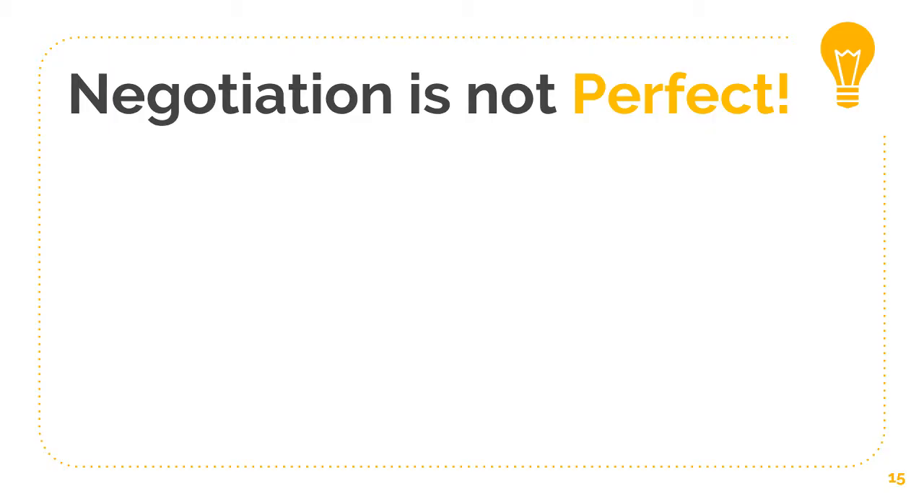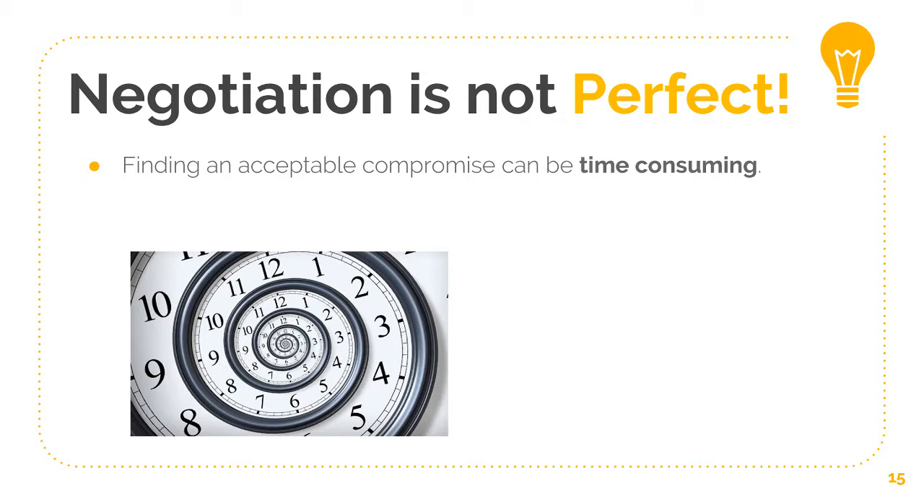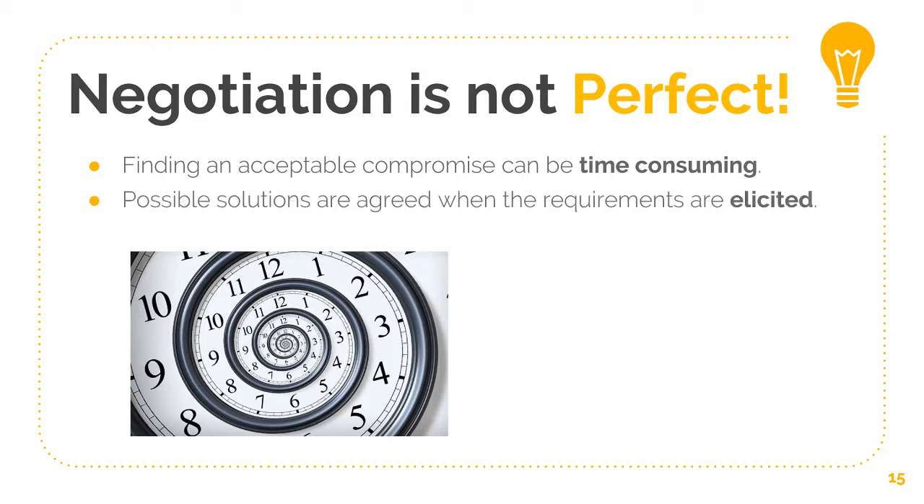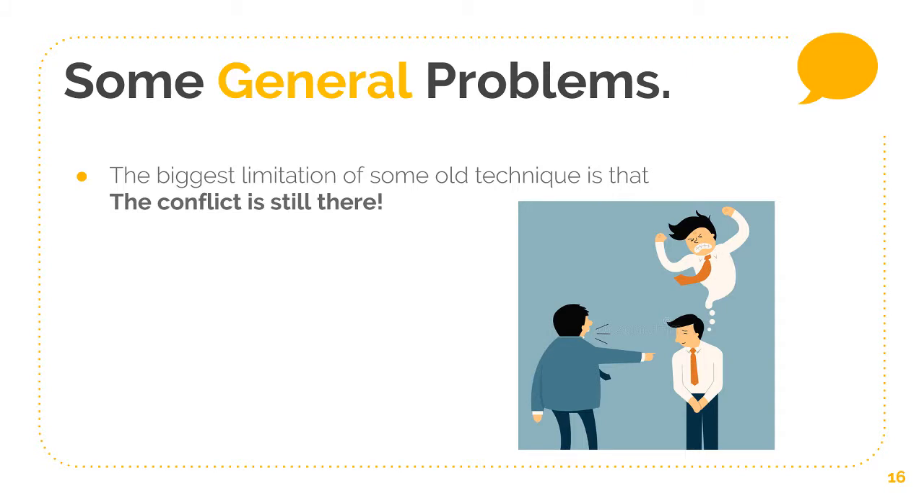Even though there are already some solutions for the negotiation process, this technique still has some limitations. Let's see what they are. However, negotiation is not perfect. Because in this process we have to find an acceptable compromise, and it can be time consuming. It should not take too much time, and the possible solutions are agreed when the requirements are elicited, and it's very hard to really elicit the requirements from each stakeholder. Another problem is not overcoming cultural barriers.